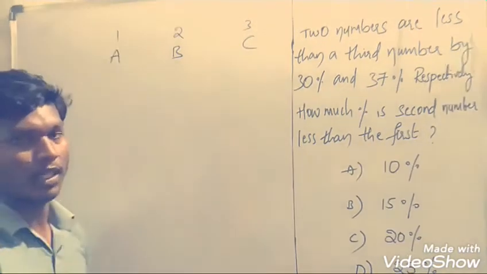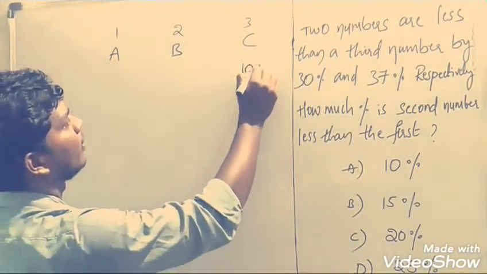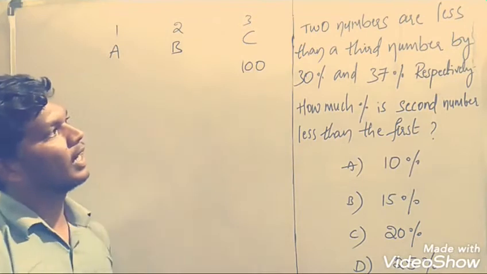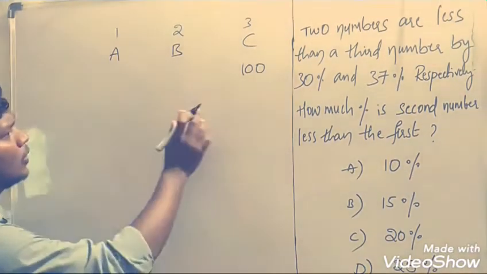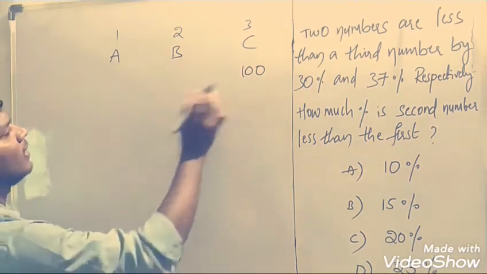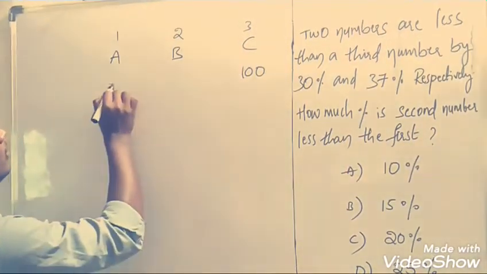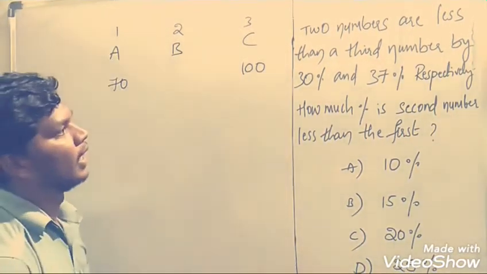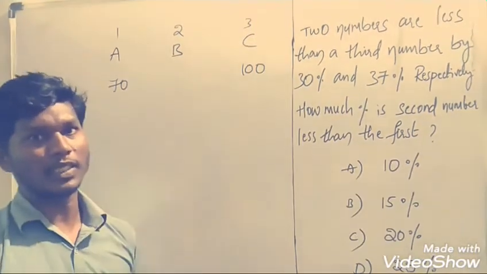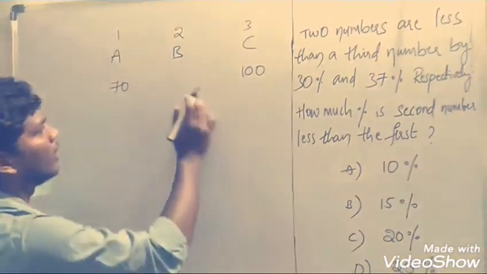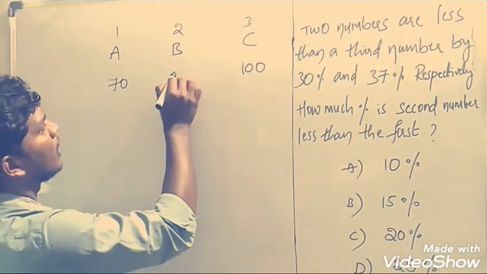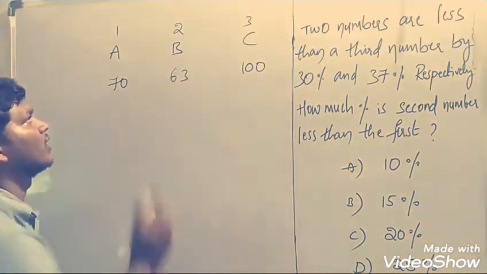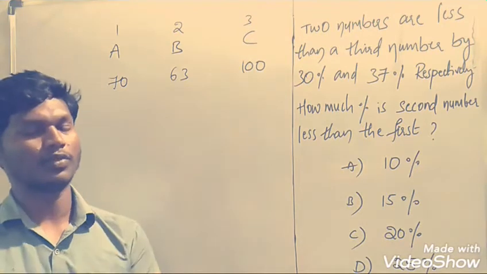So we don't know the third number. So let us take the third number is 100. Okay friends, third number is 100. And he is saying that the 2 numbers are less than the third number by 30%. So then the first number is less by 30%. So 30% less means, so 70. Right friends, 30% less means definitely A will be 70. And the second number is 37% less than the third number. So 100 minus 37 will be 63. Okay friends, so no need of percentage. So we got the values of A, B, C.